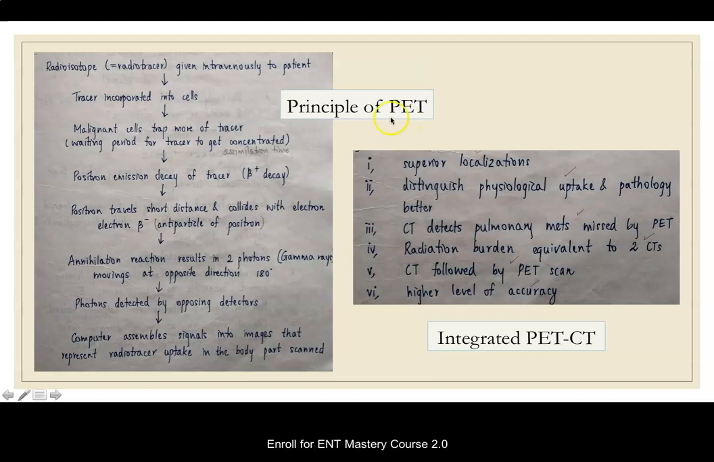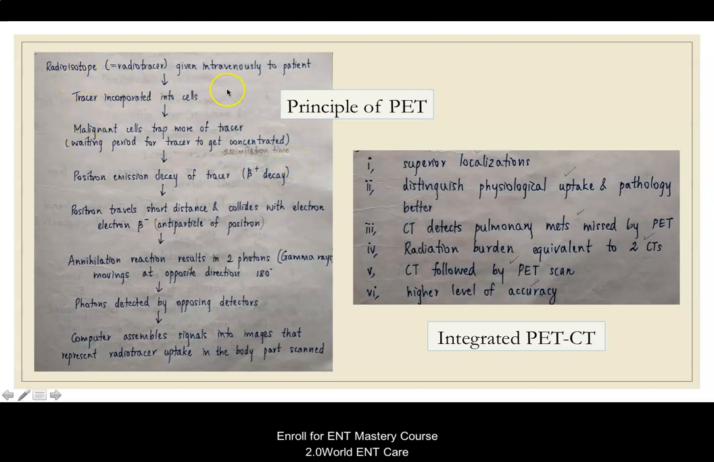When you go to the principle, you know that we have just seen that it's a branch of nuclear medicine. So you need a radioisotope or a radiotracer. A radioisotope or a radiotracer is given intravenously to the patient. The tracer gets incorporated into the cells. Malignant cells trap more of the tracer. So there is a small waiting period for the tracer to get concentrated in the malignant cells. This is called the assimilation time.